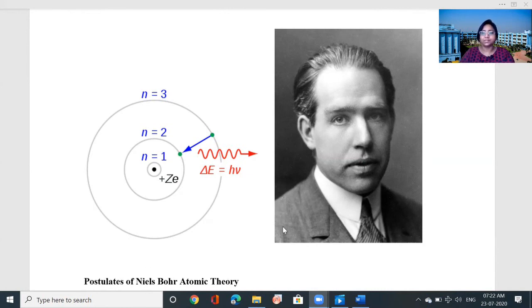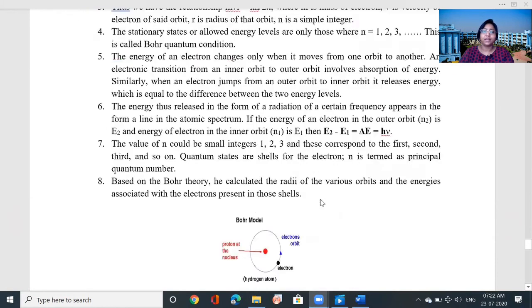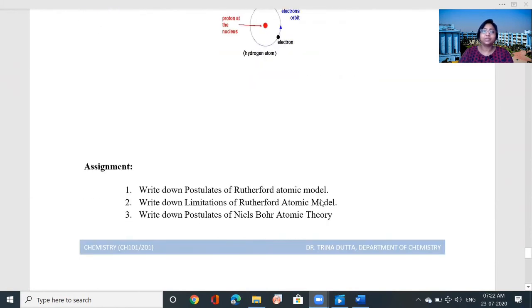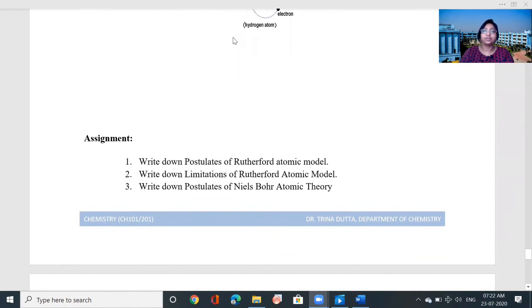From here, generally you will get questions like this. Write down the postulates of the Rutherford atomic model. Write down the limitations of the Rutherford atomic model. That means he could not explain the stability of the atoms. Number 3, write down the postulates of Niels Bohr atomic theory. So you can write all these things.